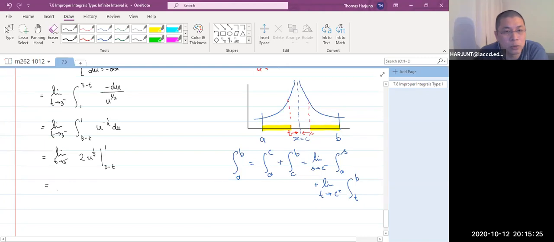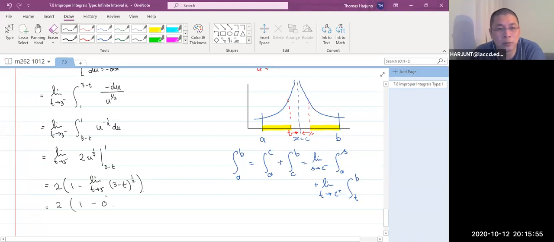This equals 2 times 1 minus the limit as t goes to 3 from the left-hand side, smaller than 3, of (3 minus t) to the power of 1/2. This will be 2 times 1 minus 0. So it is convergent to 2.